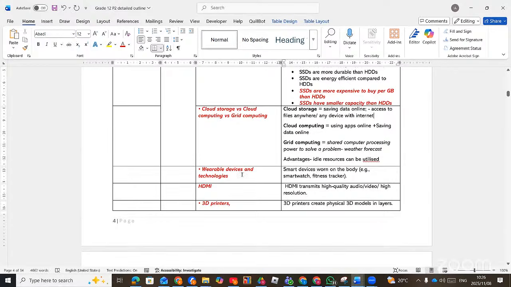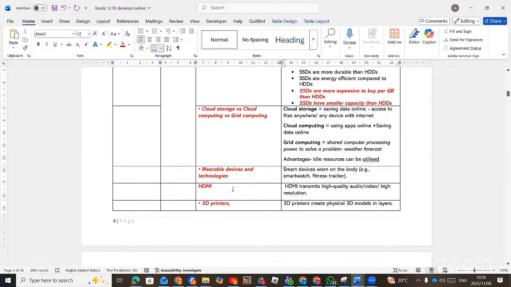Now, the wearable devices are all the smart devices that we wear on our body, like the smart watches, the fitness trackers, smart glasses, the Google glasses and others. These are the smart devices that we wear on our body. That's the definition of the wearable devices.